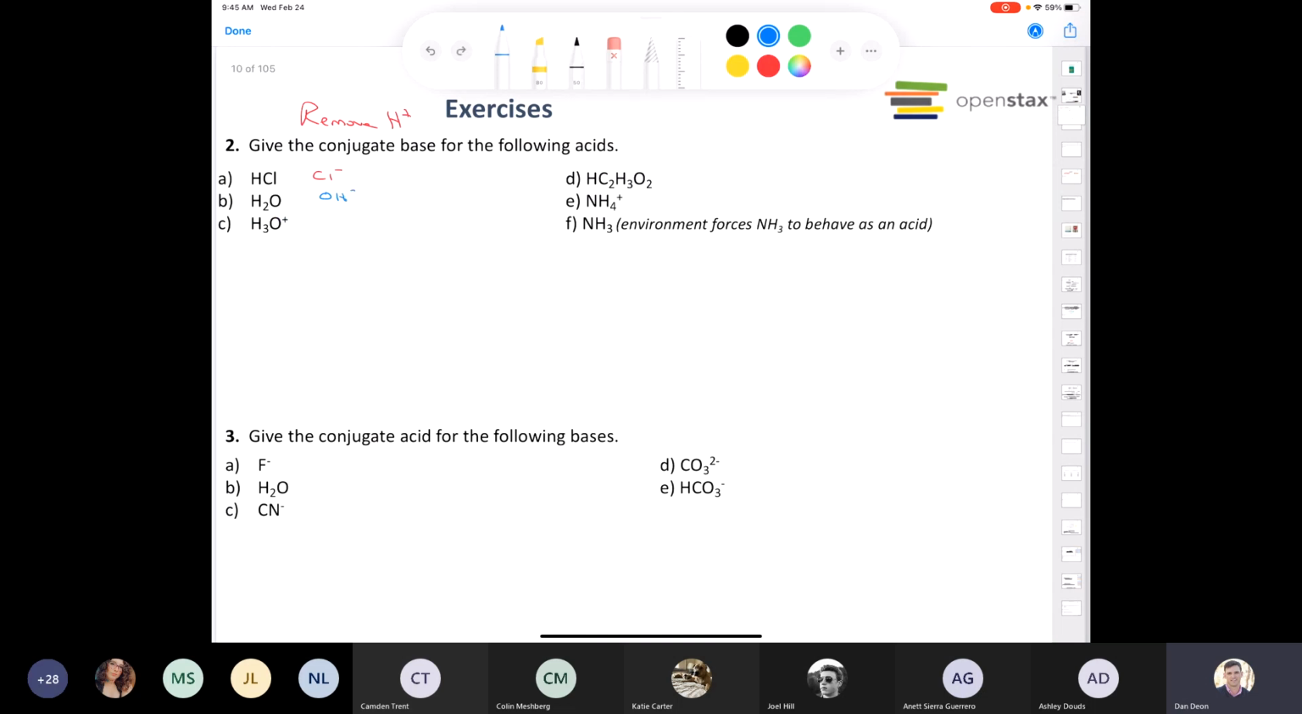What's left over from hydronium when it loses a proton? Who can tell me what's left over from hydronium? What's the conjugate base of H3O plus? All I'm doing is losing H plus. Thanks, Noah. All right, I'm going to be left over with water. This one here, D, when you see HC2H3O2, this is acetic acid. It is a weak acid.